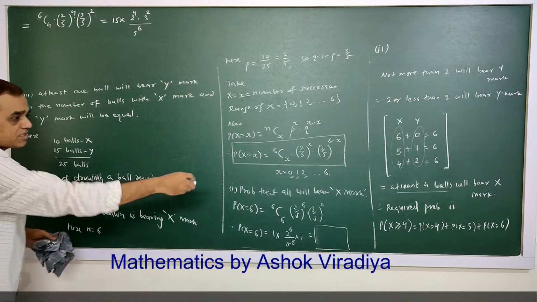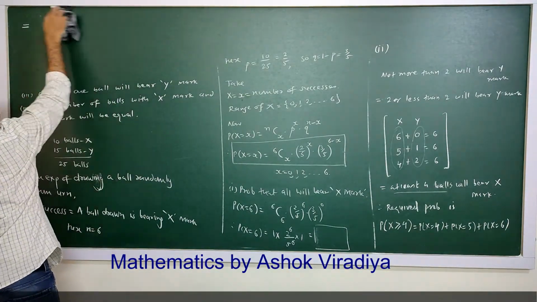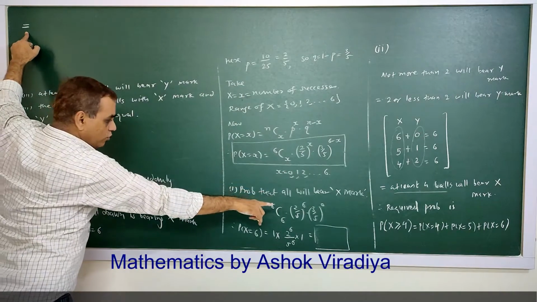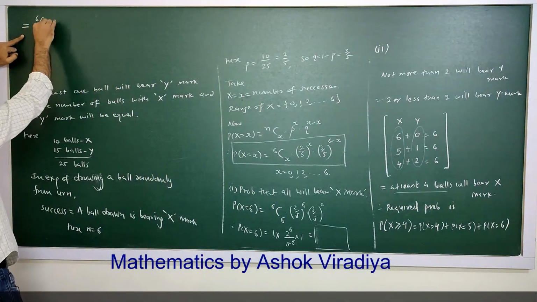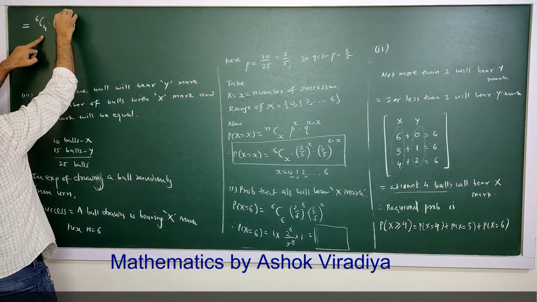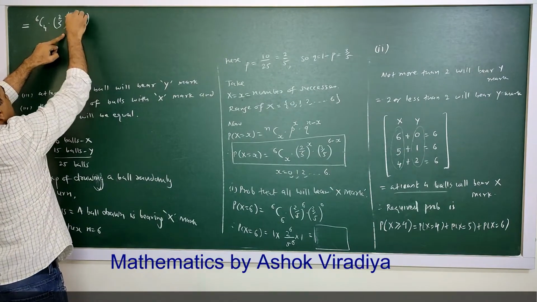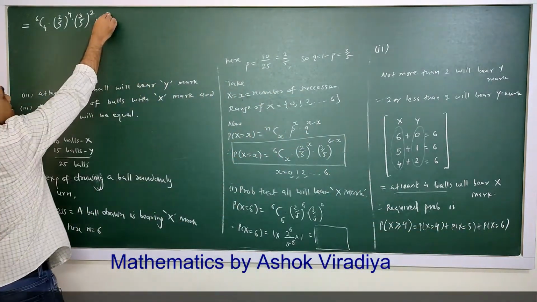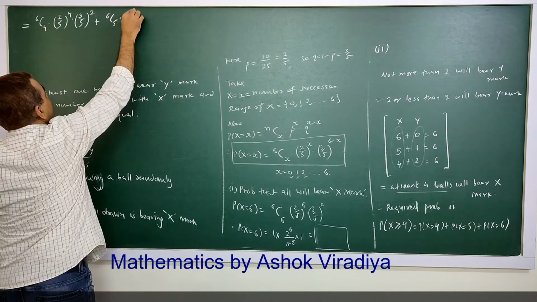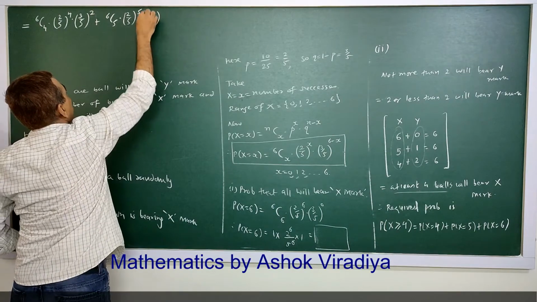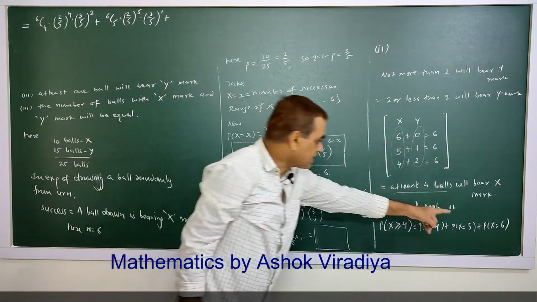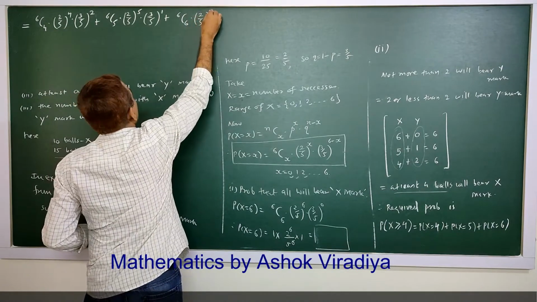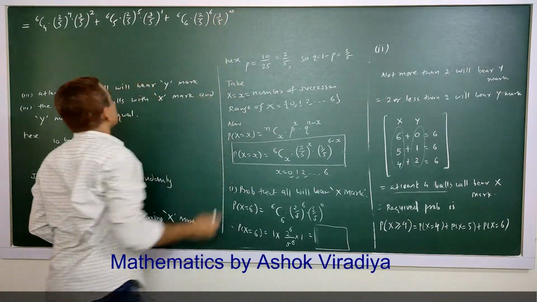Sorry, we missed 2 more numbers. X equal to 4, so putting here 4: 6C4 into (2/5) raised to 4 into (3/5) raised to 6 minus 4, which is 2, plus, now for X equal to 5, putting here 5: 6C5 into (2/5) raised to 5 into (3/5) raised to 1, plus, now putting 6: 6C6 into (2/5) raised to 6 into (3/5) raised to 0.